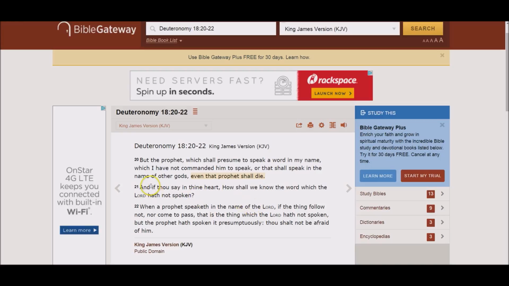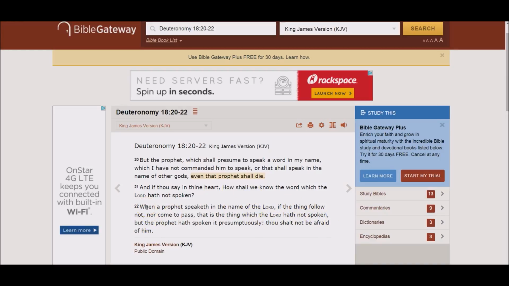So how do we know? This is what the verse is saying right here. So how do we know in our hearts that the Lord hasn't spoken? Well, verse 22 explains that. When a prophet speaks in the name of the Lord, if the thing follow not, nor come to pass, that is the thing which the Lord hath not spoken, but the prophet hath spoken it presumptuously: thou shalt not be afraid of him.